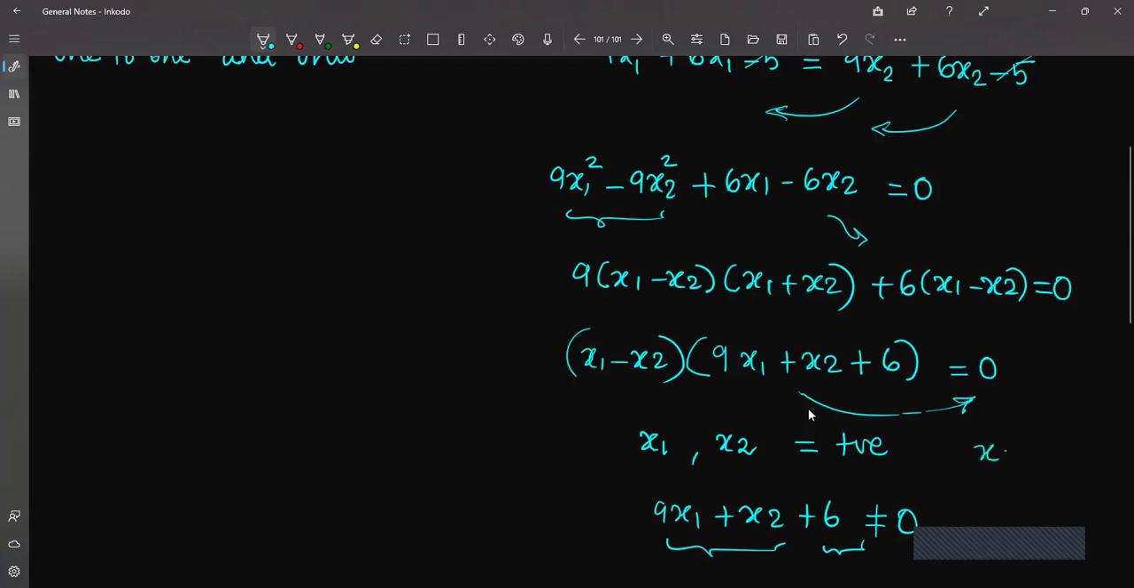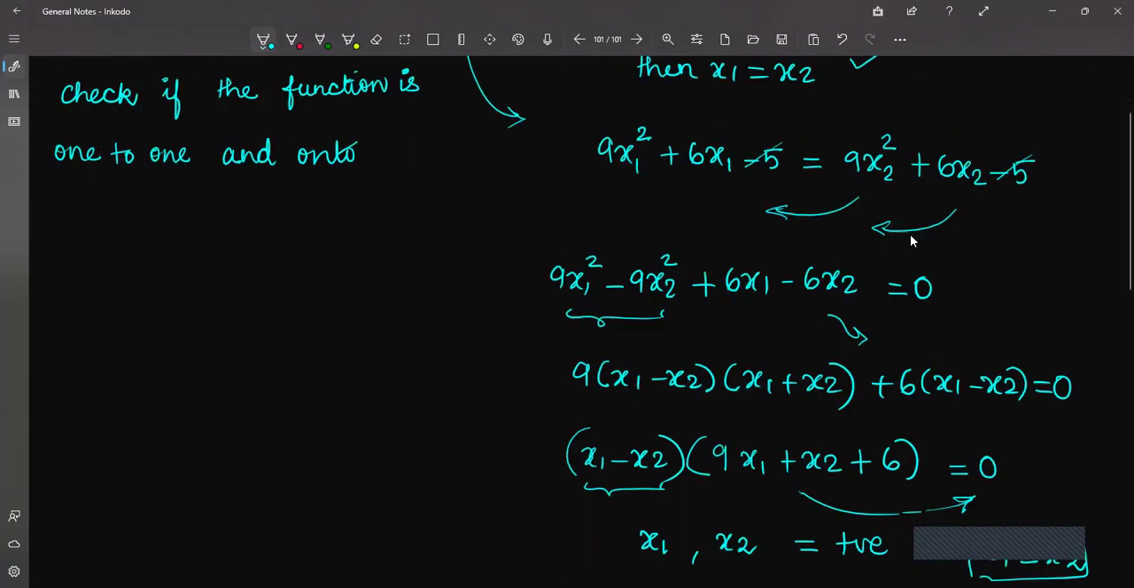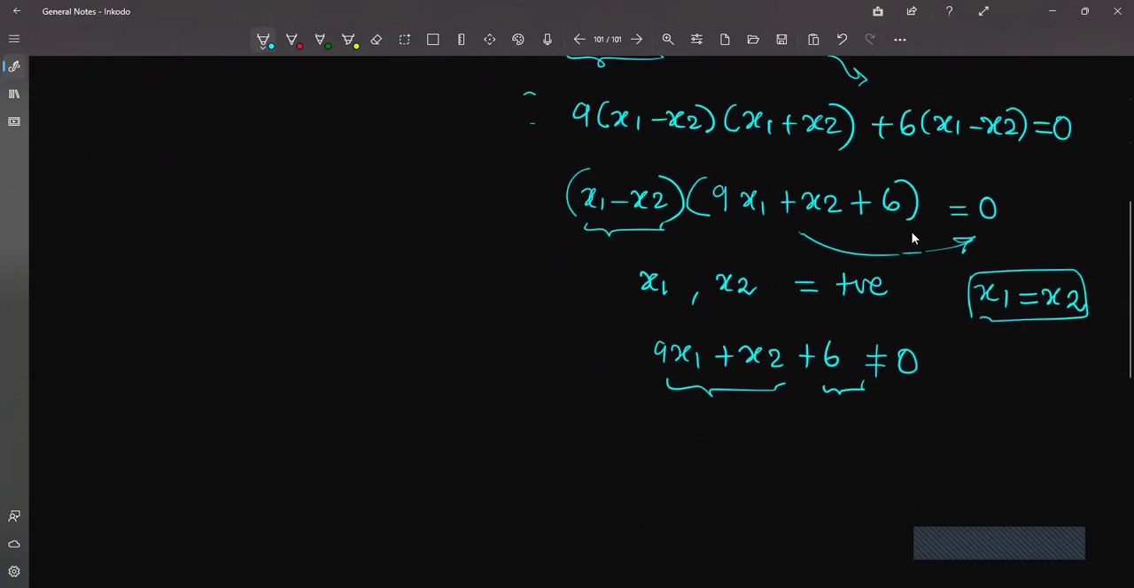So it can only be x1 is equal to x2. x1 is equal to x2. That means this will be a one-to-one function. Hence the function is a one-to-one function.